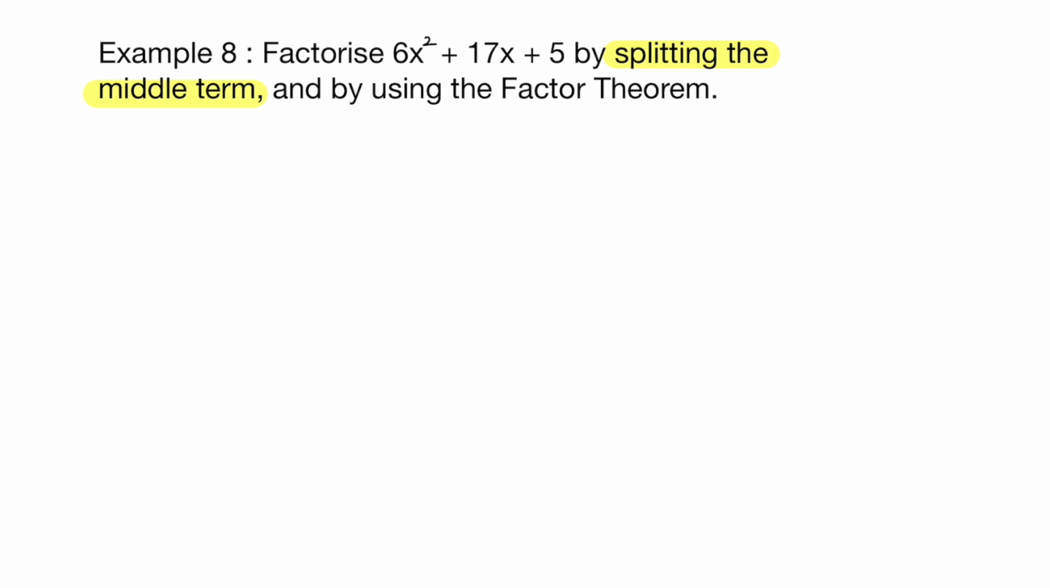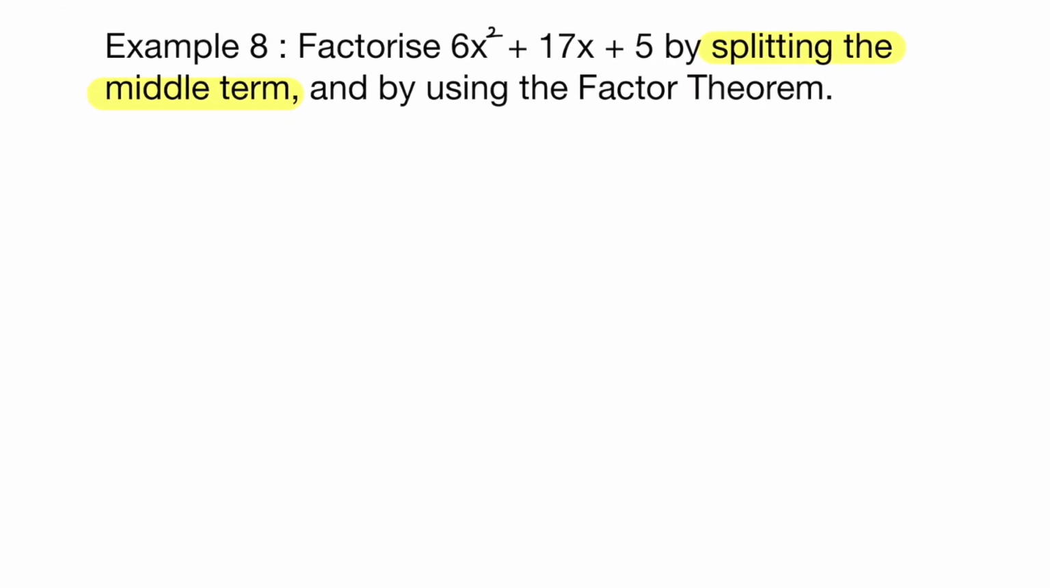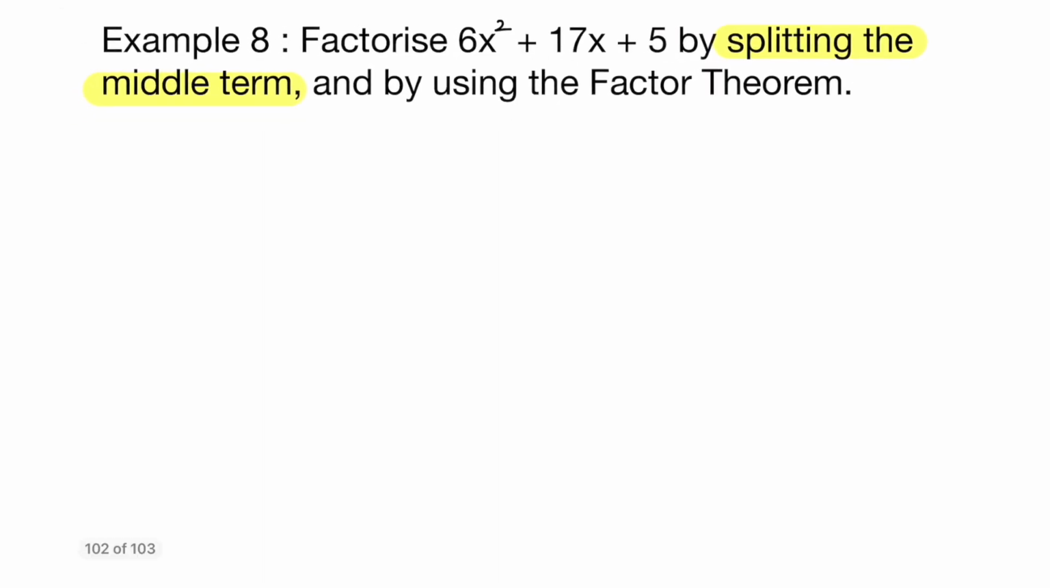With that also you can factorize a polynomial, and we are just going to factorize the polynomial in this question. Example 8, factorize 6x squared plus 17x plus 5 by splitting the middle term method, which we will be learning now, and also by using the factor theorem. So that is what we are going to cover in this video. So first let us do this with the splitting the middle term method.